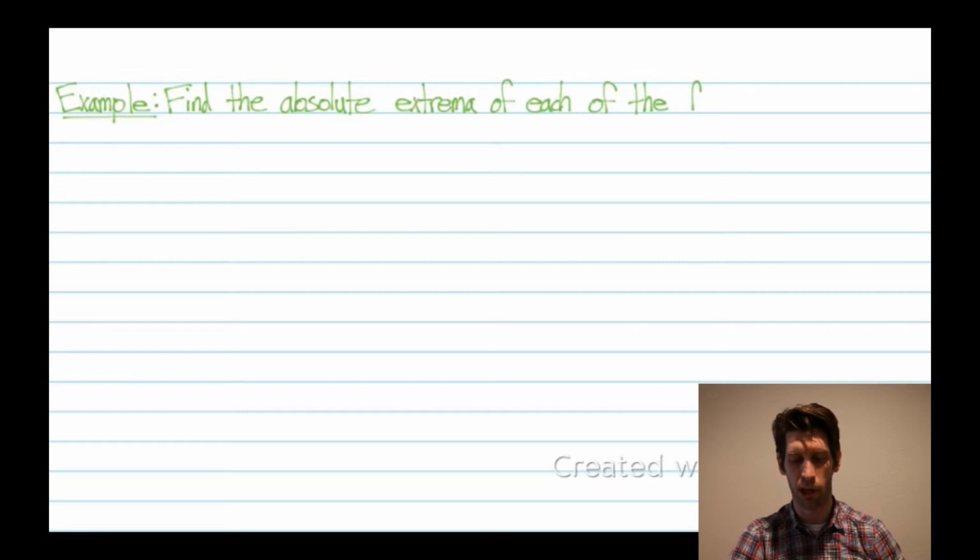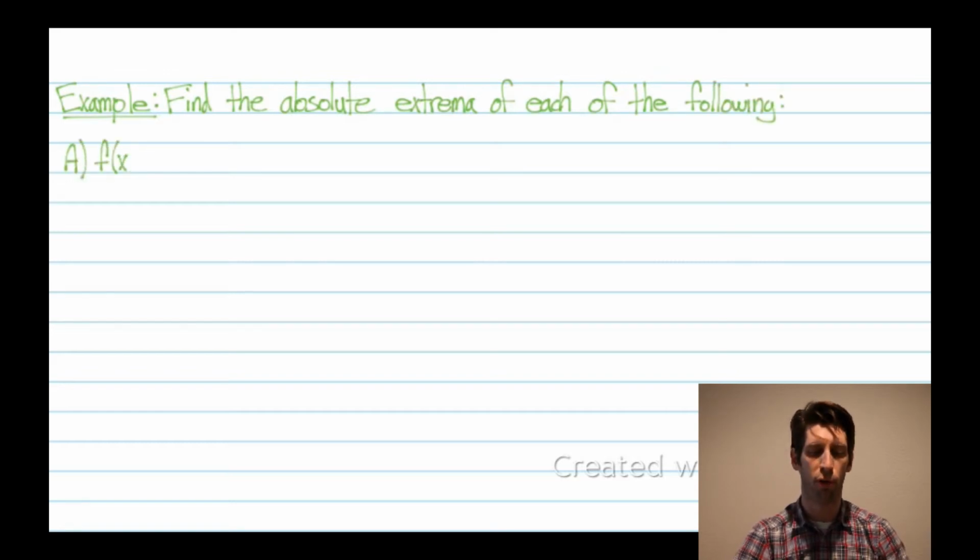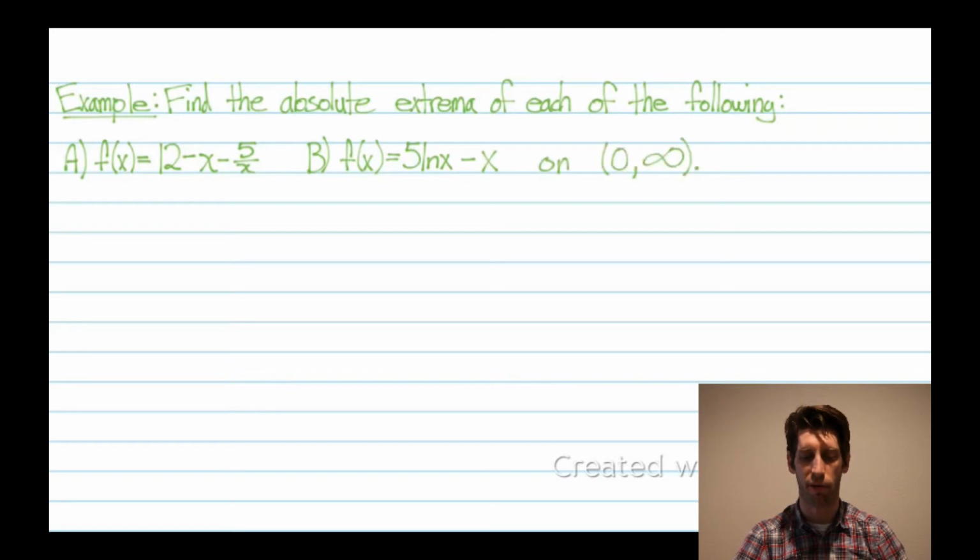So in this example, we want to find the absolute or global extrema of the following two functions. In part A, f of x is 12 minus x minus 5 over x. And in part B, f of x equals 5 ln of x minus x. And in both of these cases, we want to examine these functions for absolute extrema on the open interval from 0 to infinity. So the first thing that you'll notice here is this is not a closed interval.